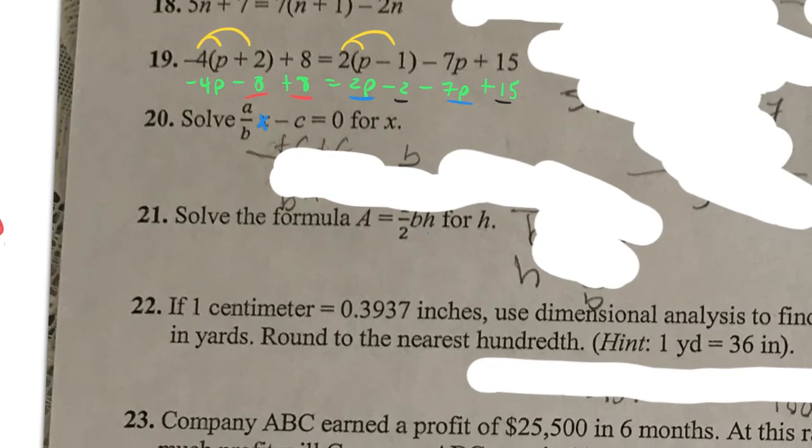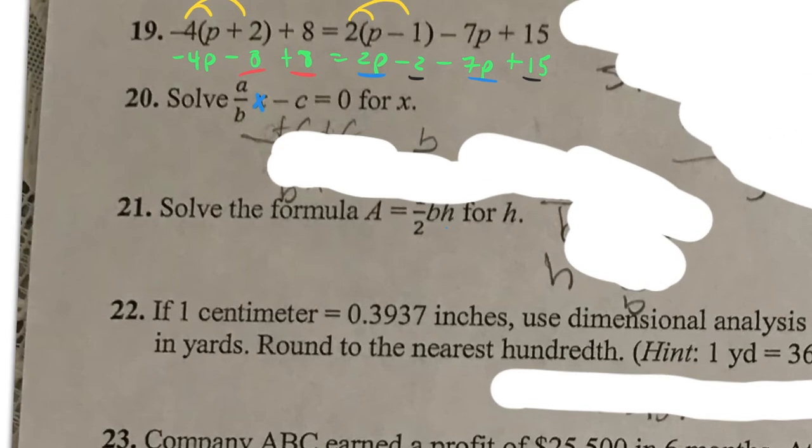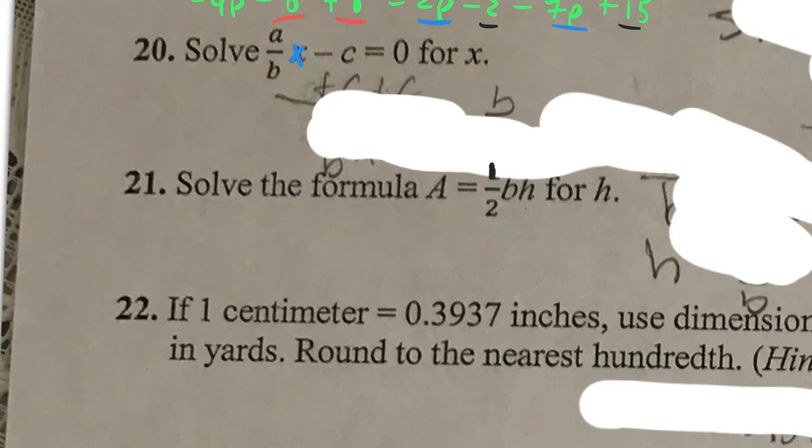Looking at 21. What the heck is even going on over here? Let's see. I saw the formula a equals 1/2, and I'm going to assume that's 1/2. Obviously, the whiting out got a little too much there. And we want to solve for h. So we want to get this red h by itself.